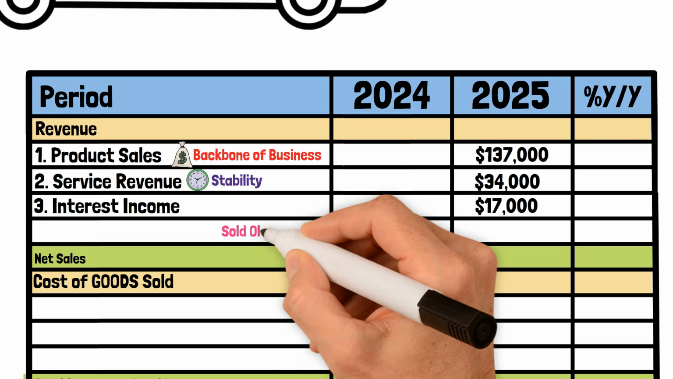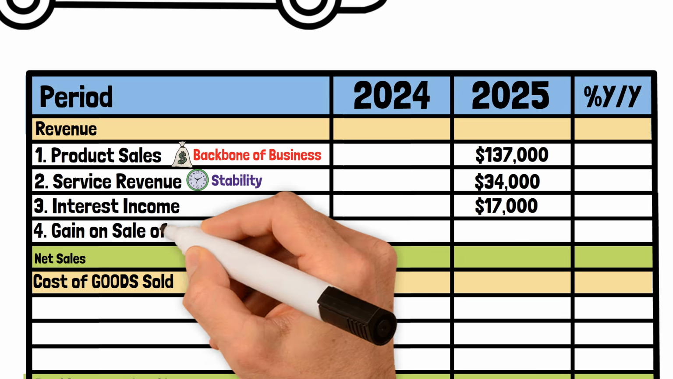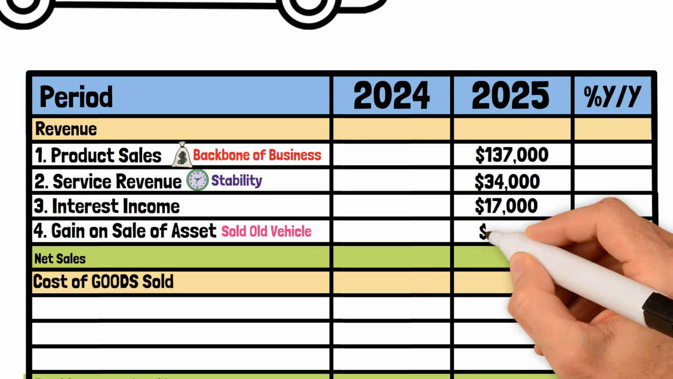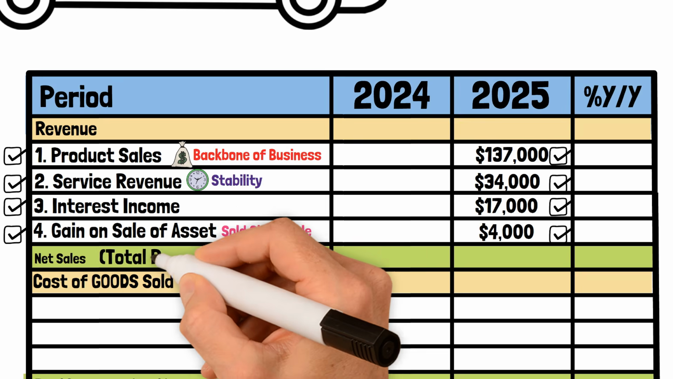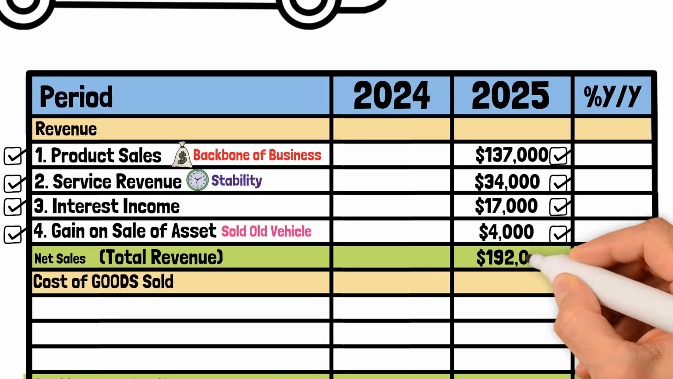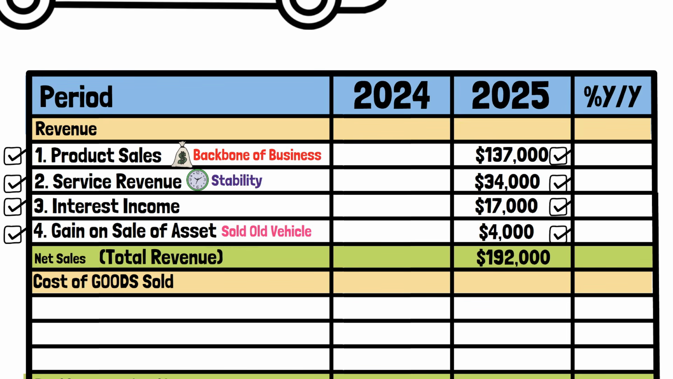The business also sold an old delivery vehicle that was no longer needed and earned a gain of $4,000 from that sale. When all sources of income are added together, including product sales of $137,000, service income of $34,000, interest income of $17,000, and asset sale gain of $4,000, total revenue for the year reaches $192,000. This represents all the money that flowed into the business before accounting for any costs or expenses.